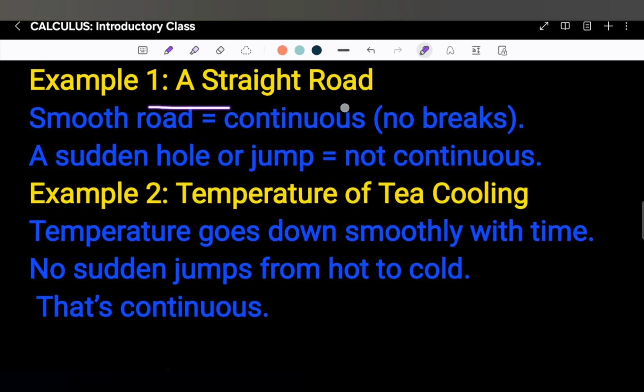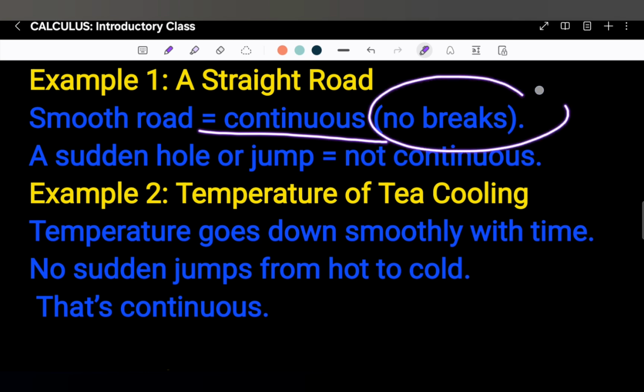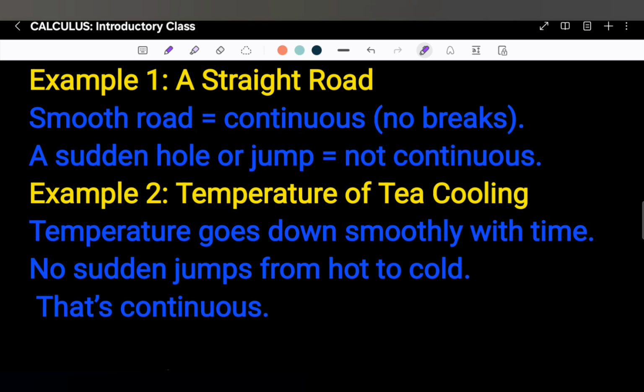Example: a straight road. A smooth road equals continuous. There is no break. But on a broken road, you may have seen there are holes and jumps, speed breakers. In that case, this is not continuous. It breaks our flow of speed. A sudden hole or jump is not continuous.